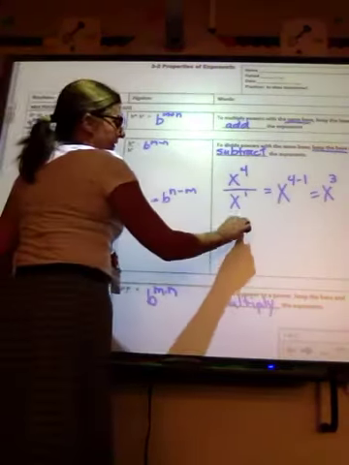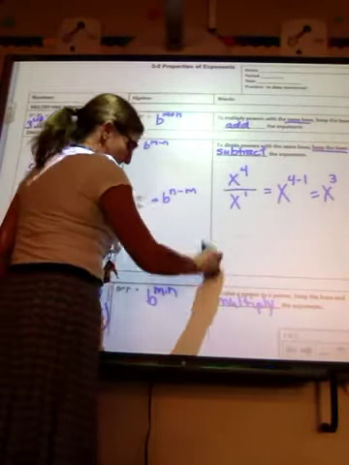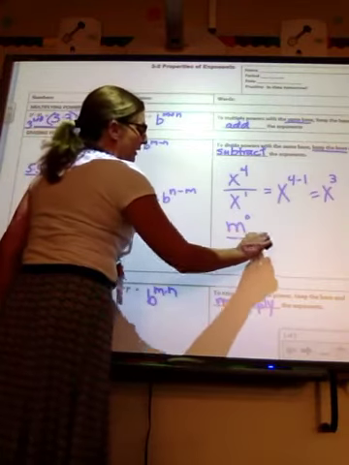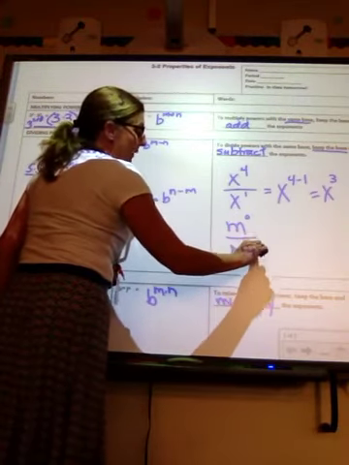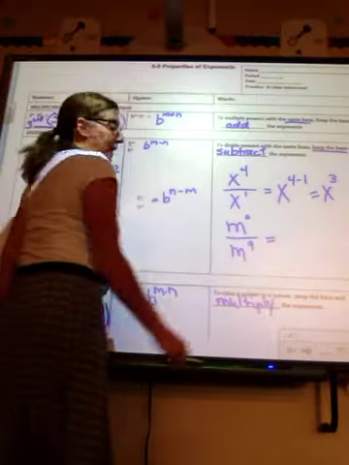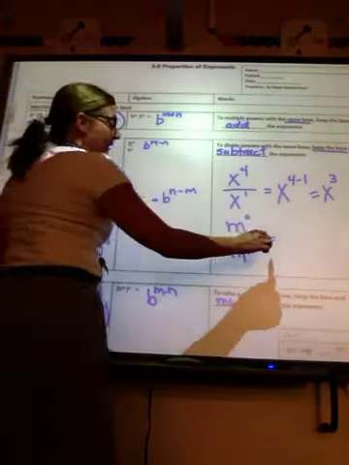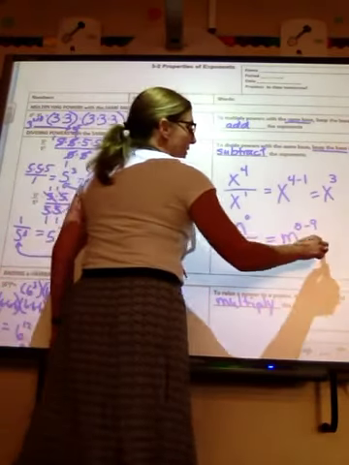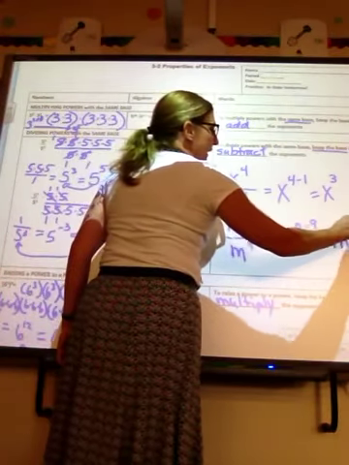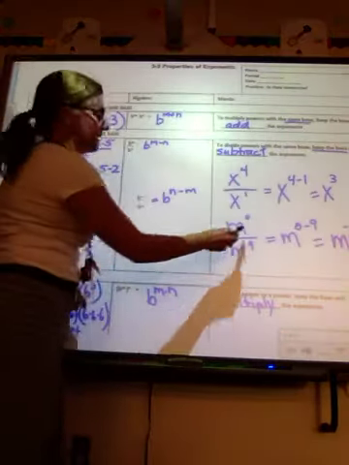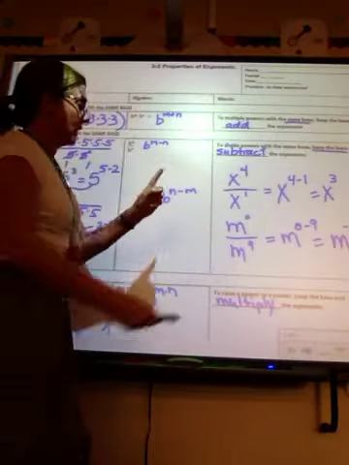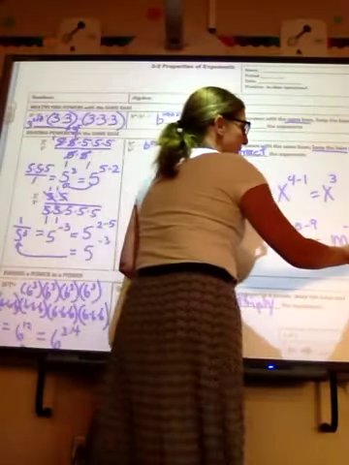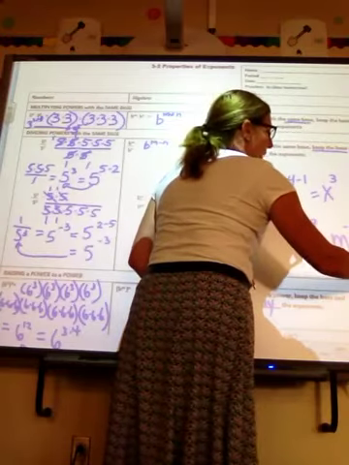Let's say I had x to the, or let's do some other variable. How about we do m? m to the 0 power over m to the 9th power. Again, like bases, I'm just going to subtract the exponents. So that's going to be m to the 0 minus 9, so that's going to be m to the negative 9. And that should make sense to you because m to the 0 power is 1. So that's really just going to be 1 over m to the 9th. And that's the same thing as m to the negative 9. You can write it either way.